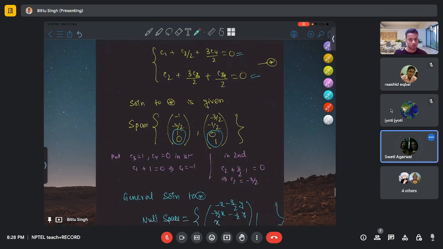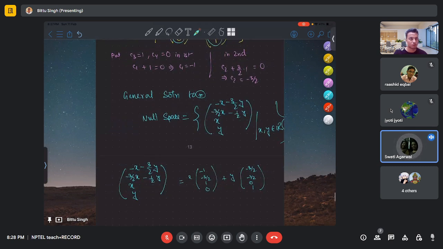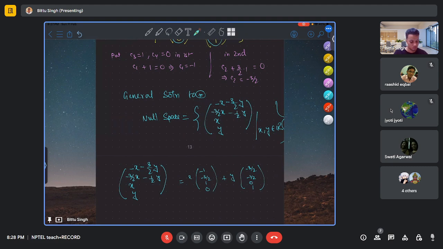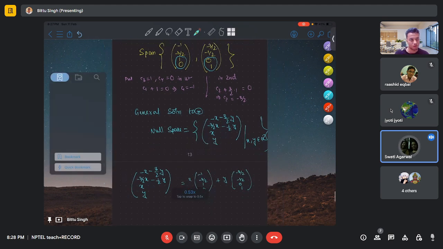Is it clear? Sir, 1 0 and 0 1 is a basis for which space? This is for R2, 1 0 and 0 1. This is a basis for R2. That's why we have chosen 1 0 and 0 1 here, because those two entries are free. You can pick any two elements such that they are linearly independent, from R2.